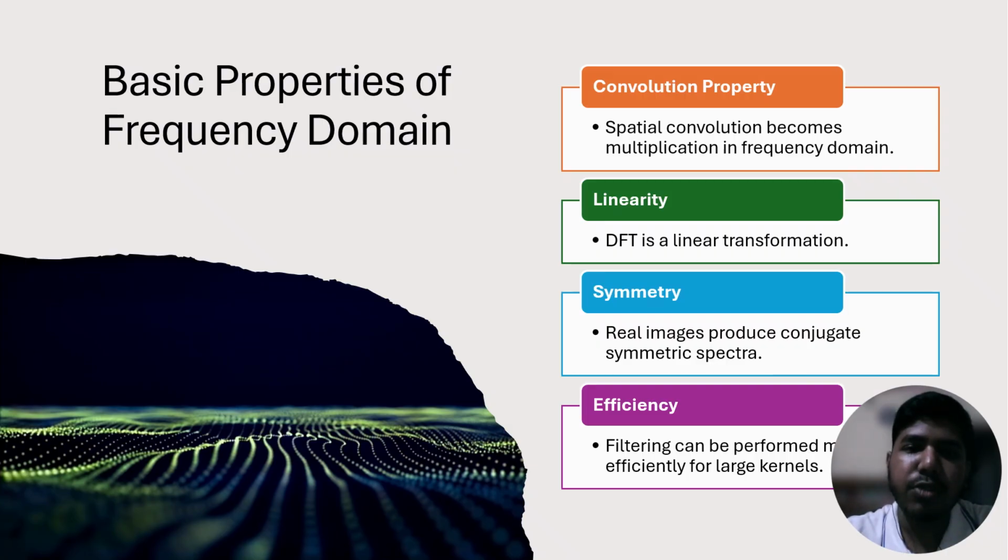There are some important properties in the frequency domain. One important property is that multiplication in the frequency domain is similar to convolution in the spatial domain. The frequency domain is also useful because it makes many filtering operations easier and faster. These properties are very helpful in image processing.